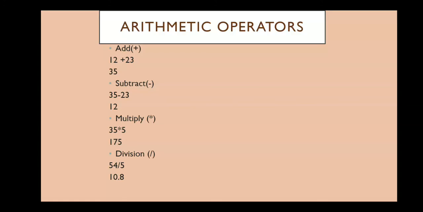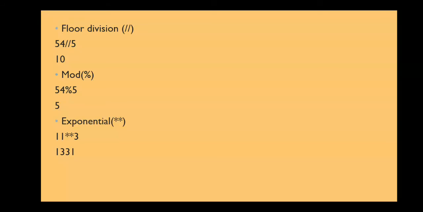Plus sign is used to add the number. Minus sign is used to subtract the number. Asterisk, this is the asterisk sign. It is used to multiply the number, and slash is used to divide the number. These are the normal operations. All of us are familiar with this. But now we will learn some standard operators.